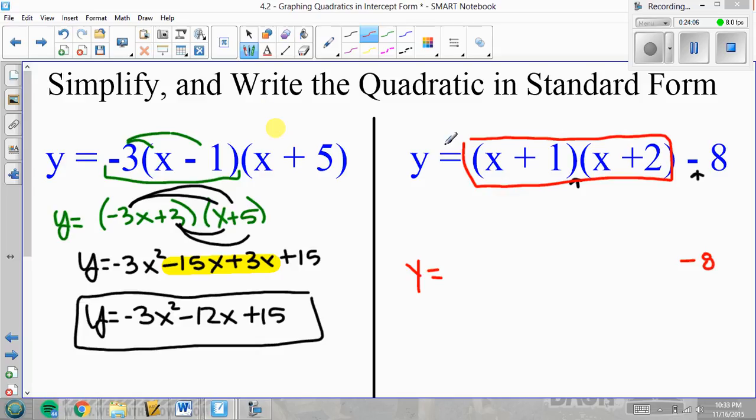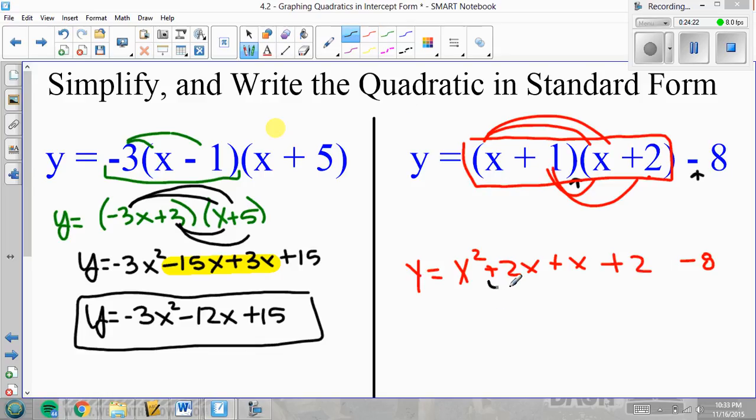Okay, so if we distribute, we have x times x. I have x squared, x times 2, plus 2x, 1 times x, plus x, 1 times 2, plus 2, and then I have my minus 8. So now to simplify, we have 2x plus x, so y equals, I'm going to drop down my x squared, plus 3x, and then I have 2 minus 8, so minus 6.